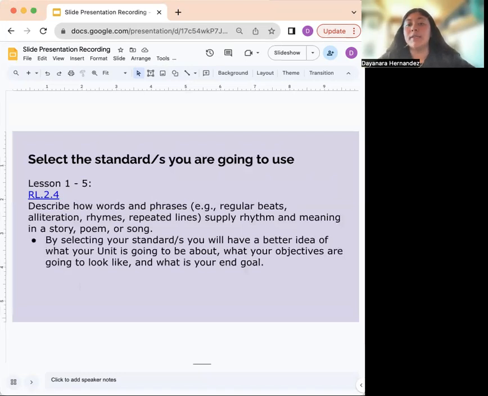In this case, I selected a second grade literacy standard that will have students describe how words and phrases such as regular beat, alliteration, rhymes, repeated lines supply rhythm and meaning in a story, poem, or song.